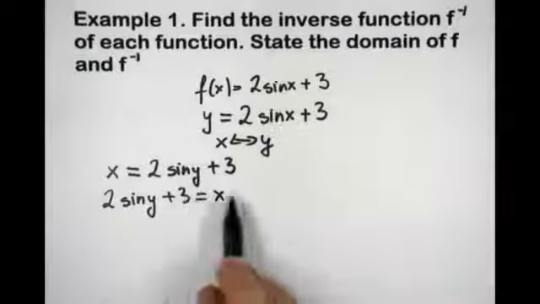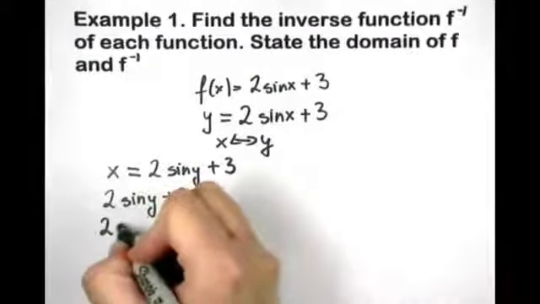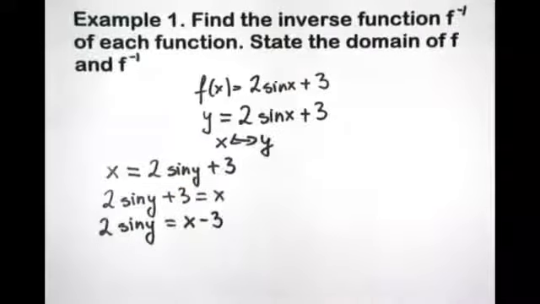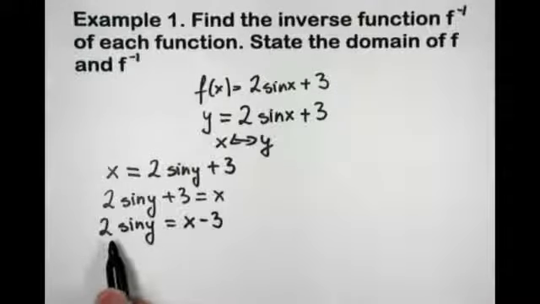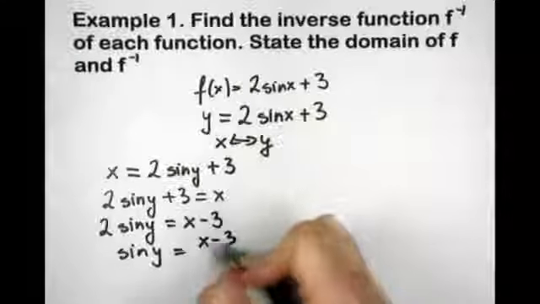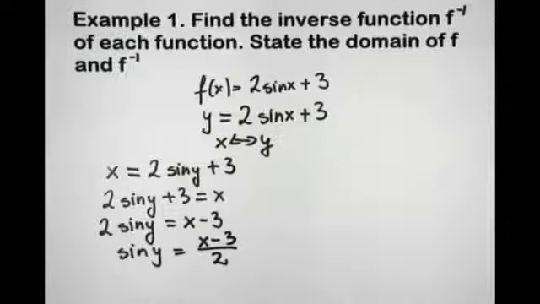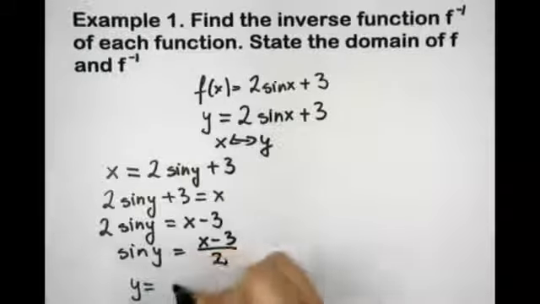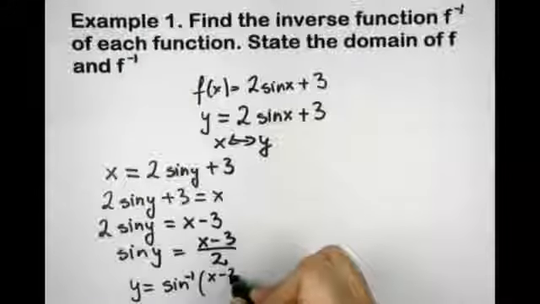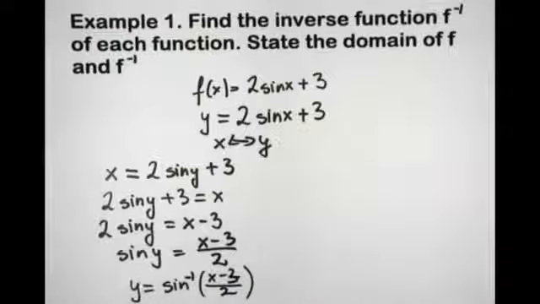So now I'm bringing the 3 over to this side. So we have 2 sine y is equal to x minus 3. And then I divide by 2. So sine y is equal to (x minus 3) divided by 2. And then to isolate for y, I take sine inverse. So y is equal to sine inverse of (x minus 3) over 2. And this one we can write with the fraction in front.